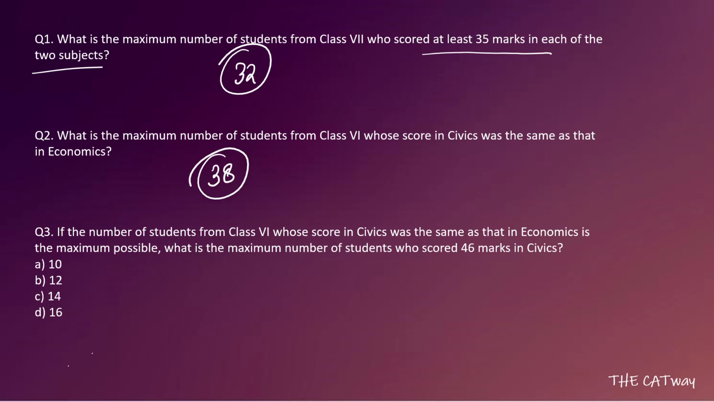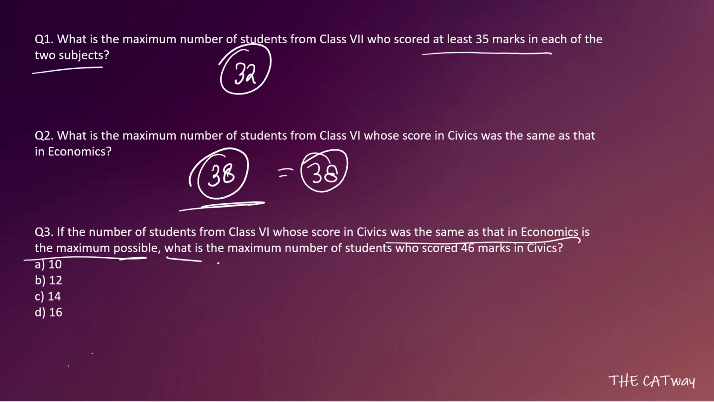Coming to the third question: if the number of students from class 6th whose score in civics was the same as that in economics is the maximum possible, what is the maximum number of students who scored 46 marks in civics? Again, it is the same question which was asked before. Here it has been said that the same score in economics is maximum possible. So we've already calculated the maximum possible number of students who can score equal, and that is going to be 38.